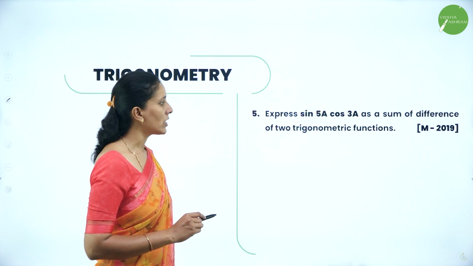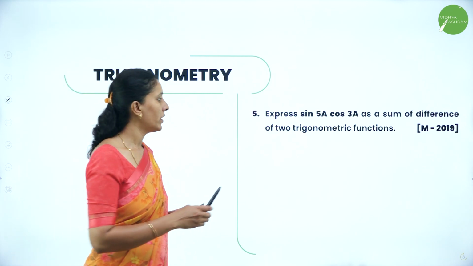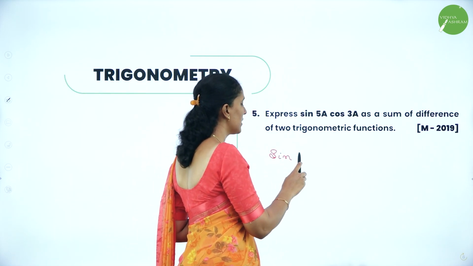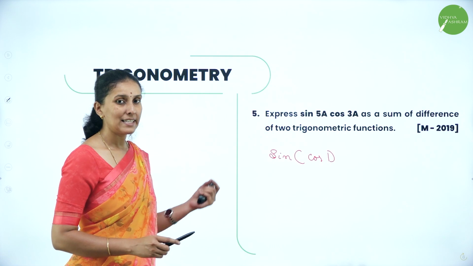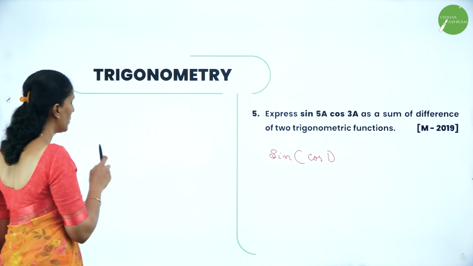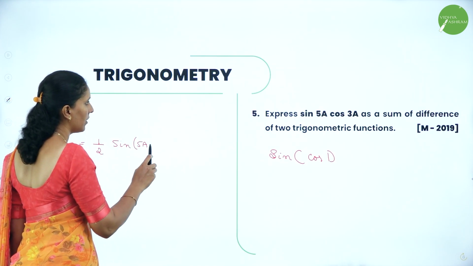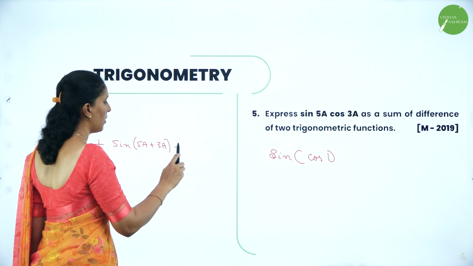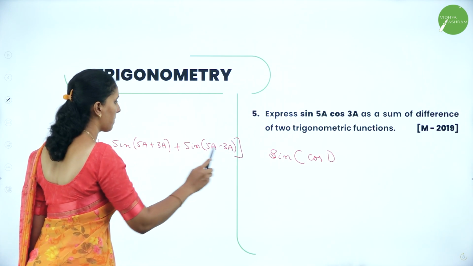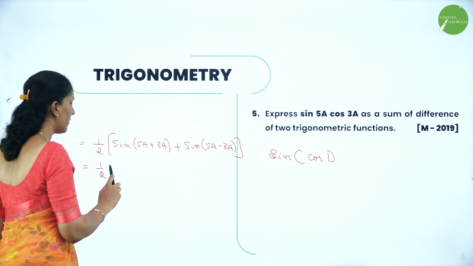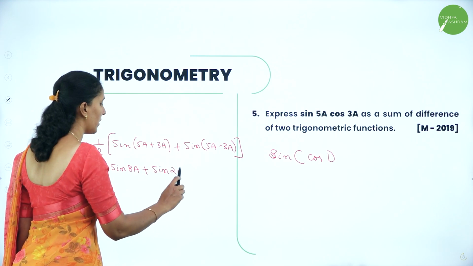Express sin 5A cos 3A as a sum or difference of two trigonometric functions. So now here this is in the form of sin C cos D, which can be written as half of sin of C plus D plus sin of C minus D. So therefore this can be written as half of sin of 5A plus 3A plus sin of 5A minus 3A. So that is equal to half of sin 8A plus sin 2A.